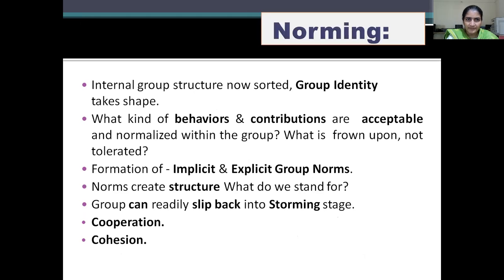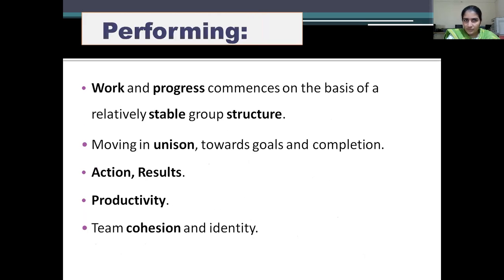In the norming stage, the internal group structure would be sorted out, group identity will take place, implicit and explicit norms would be created, and group structure would be framed. Cooperation and cohesion take place. Then comes the performing stage, where action oriented work takes place. Work and progress commence at this stage, and it is relatively more stable. According to the group structure, they will be working, moving in unison towards the goal and accomplishment.